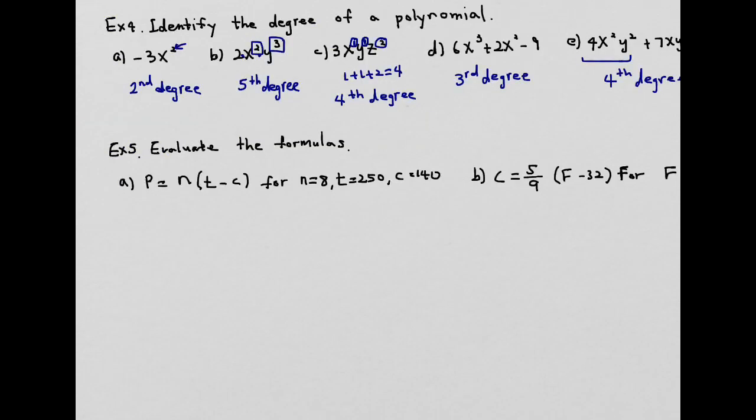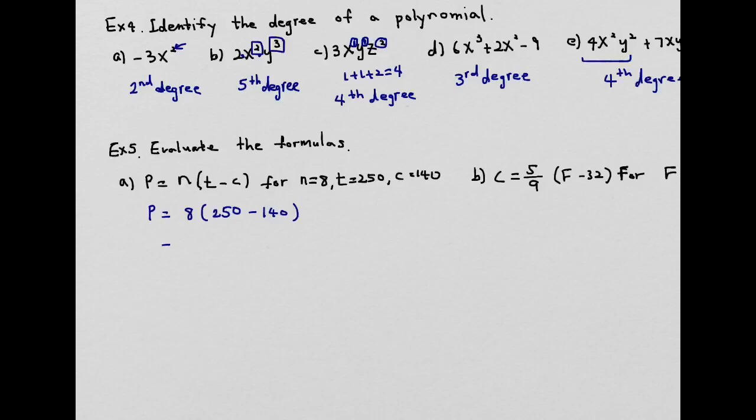The last example, we're going to look at in this section, is evaluating simple formulas. So we have P equals N times T minus C for N equals 8, T equals 250, and C equals 140. What does it mean when it says evaluate this? It means you're going to replace all those variables with the given numbers and see what you get. So N is represented with 8, replace that. T equals 250, replace that. C equals 140, replace.